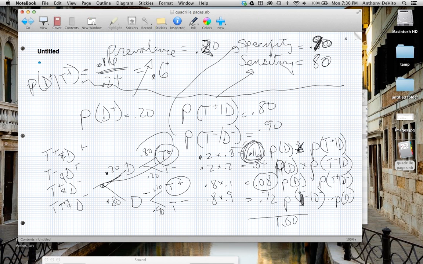Two-thirds, 0.67, right? When we tested it before using that table, what did we come up with as a positive predictive value? Or in other words, our probability of having the disease if it tests positive? We came up with 0.67. We got the same outcome that we did before. That is our positive predictive value. We did it two ways, approached it from two angles, got the same answer.